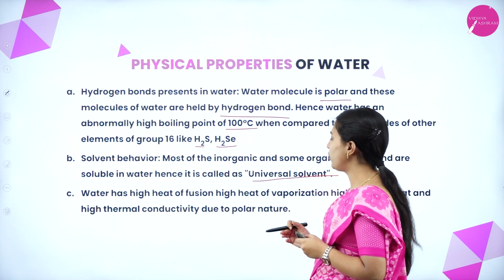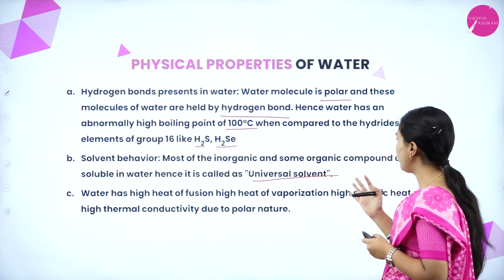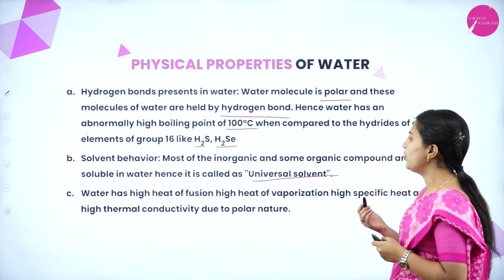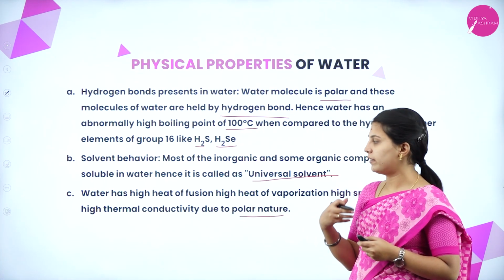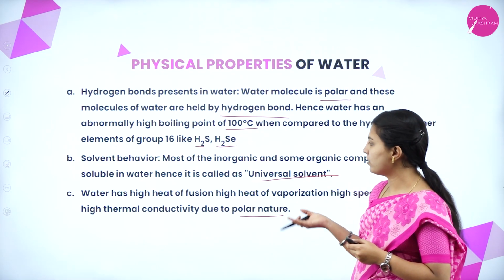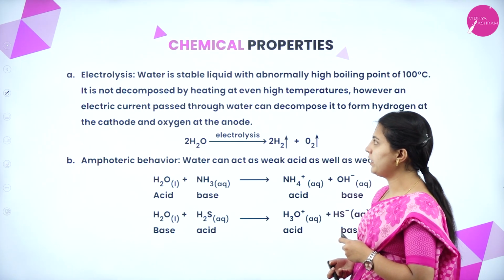Water has high heat of fusion and high heat of vaporization. It also has high specific heat and high thermal conductivity due to its polar nature. Due to the polar nature, it has high heat of fusion, high heat of vaporization and also high thermal conductivity. Next, chemical properties.